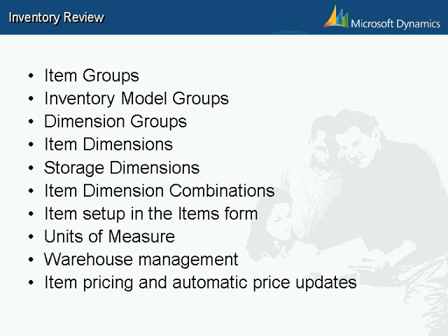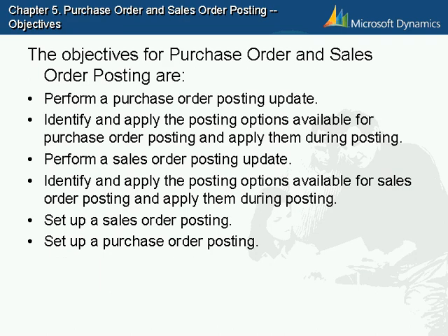Inventory review. Item, so we covered item groups, inventory model groups, dimension groups, item dimension, storage dimension, item dimension combination, item setup in the items form, units of measure, warehouse management, item pricing, and automatic price update. Now chapter 5. Purchase order and sales order posting.